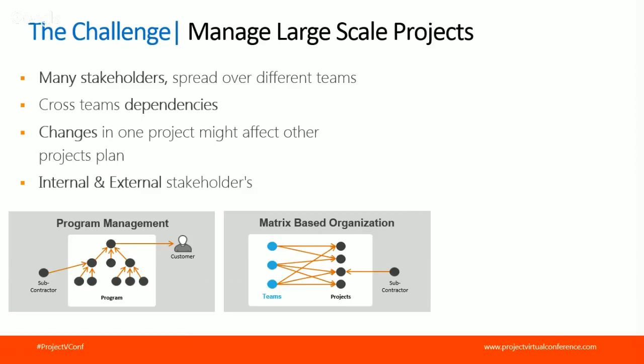The second scenario is a matrix-based organization. It does not have to be a program. You have teams that work for different projects. You have relations between the teams, between the projects. Sometimes you have subcontractors that give you more milestones from the outside, and you need to manage the relations. You need to manage the connection between the teams and between the projects.